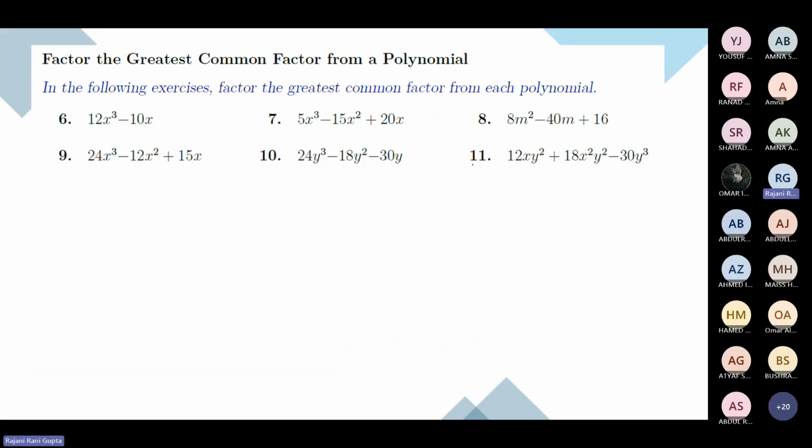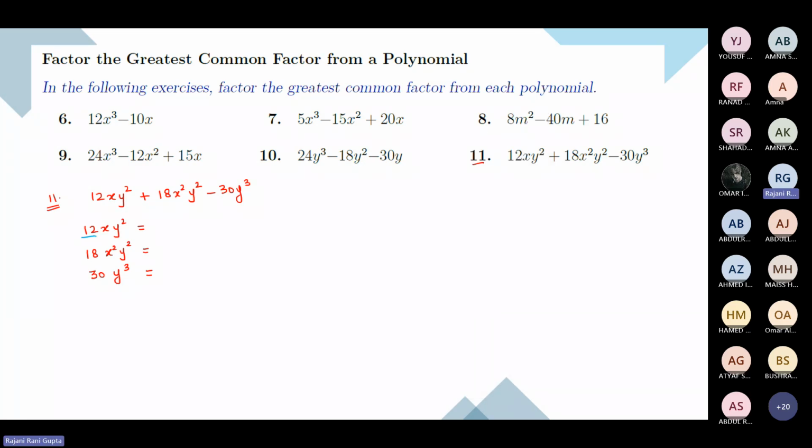So, 11. You have 12xy square plus 18x square y square minus 30y power 3. So the first term is 12xy square. Next term is 18x square y square. And then 30y power 3. So first work with the numbers.